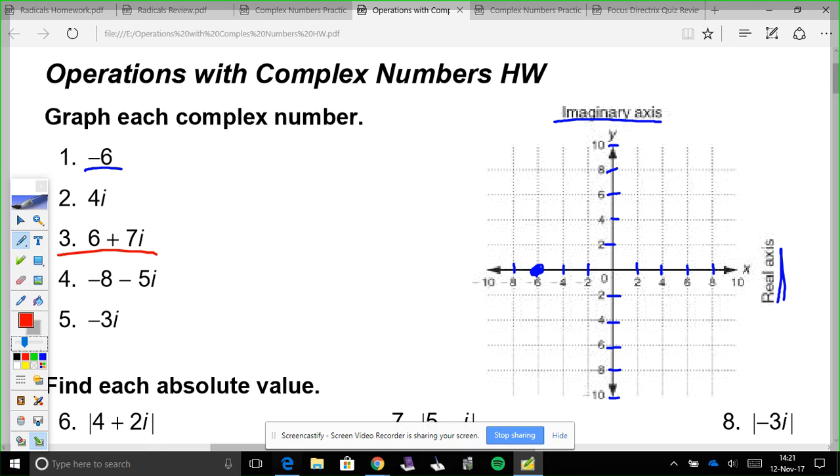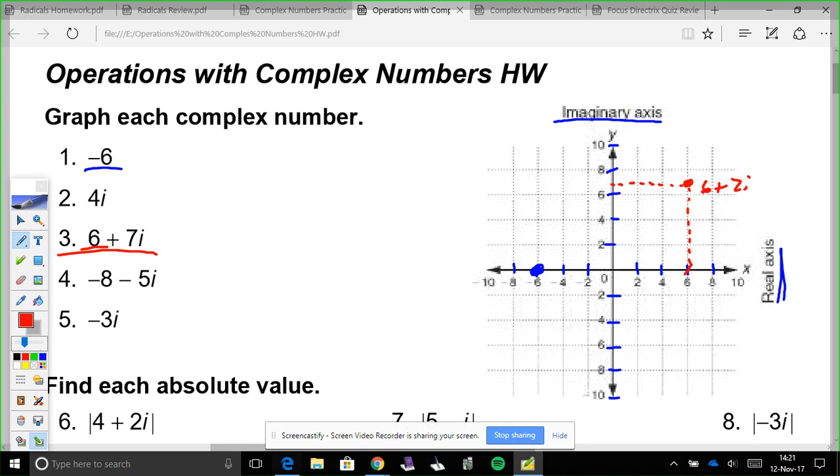Number 3, 6 plus 7i. So we've got two parts. I've got a real part and an imaginary part. But let's just follow our process. 6 is a real part. So we're going to go to 6 on the real axis, right, which is over here. But then I have to go up to 7i on the imaginary axis, which is going to be here. So this is the point 6 plus 7i. Because it matches 6 on the real axis and it matches 7i on the imaginary axis. So that point is 6 plus 7i.